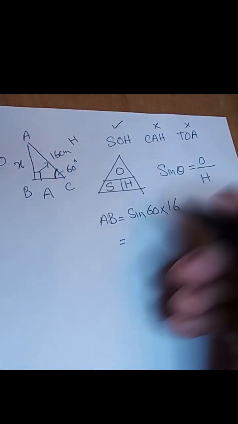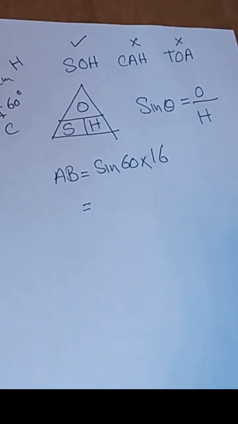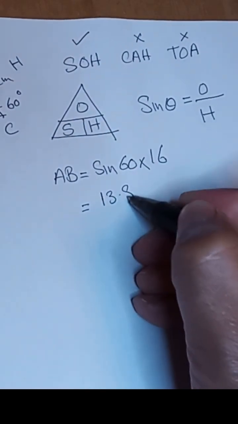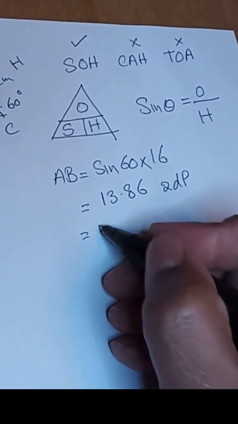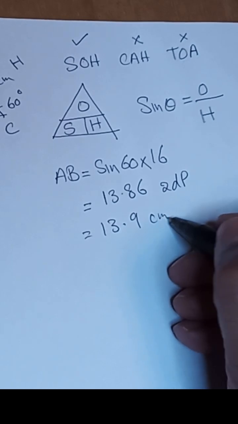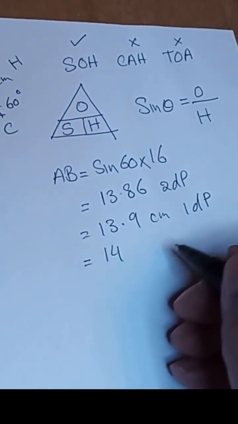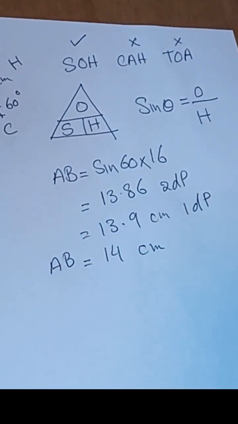So we're going to put all this information in the calculator. If you put in sine 60 times 16, you will get 13.86 to 2 dp. Let's write it as 1 dp, so that becomes 13.9 centimeter to 1 decimal place. For the nearest whole number, that will be 14 centimeters. So AB equals 14 centimeters.